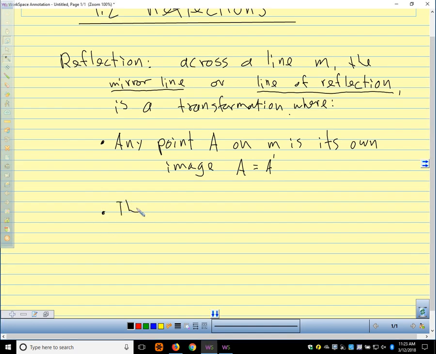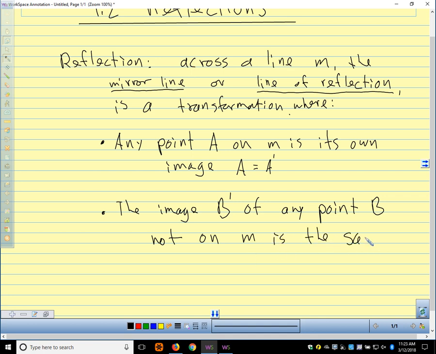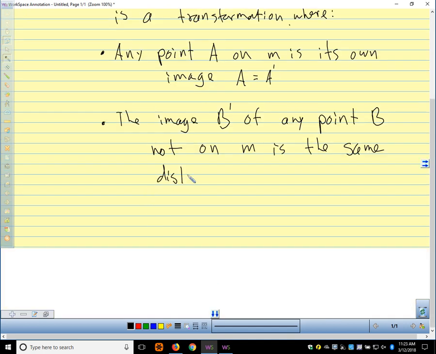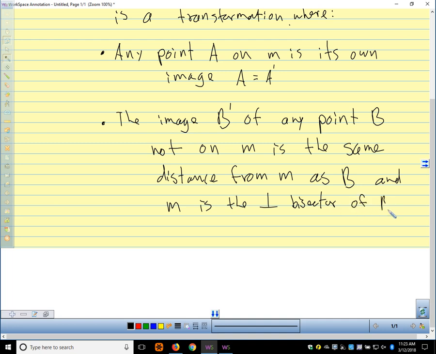Any other point, so we have some point B not on the line, B prime is the same distance from M as B, and the mirror line is the perpendicular bisector of B, B prime.